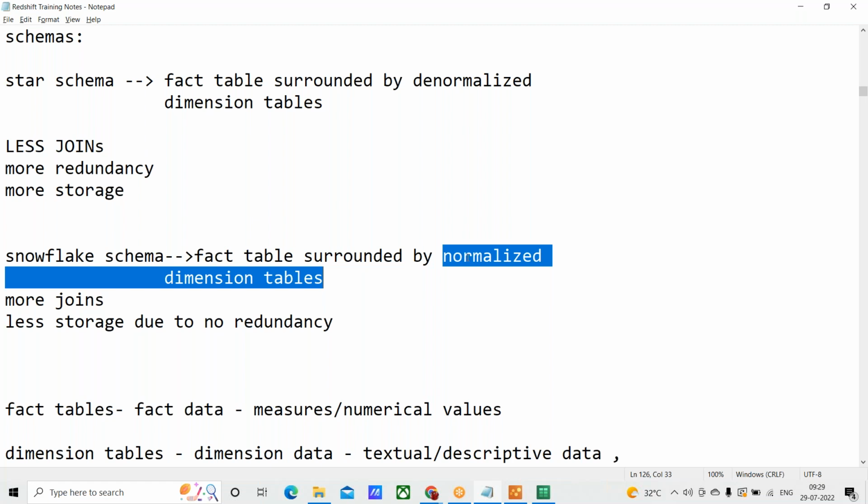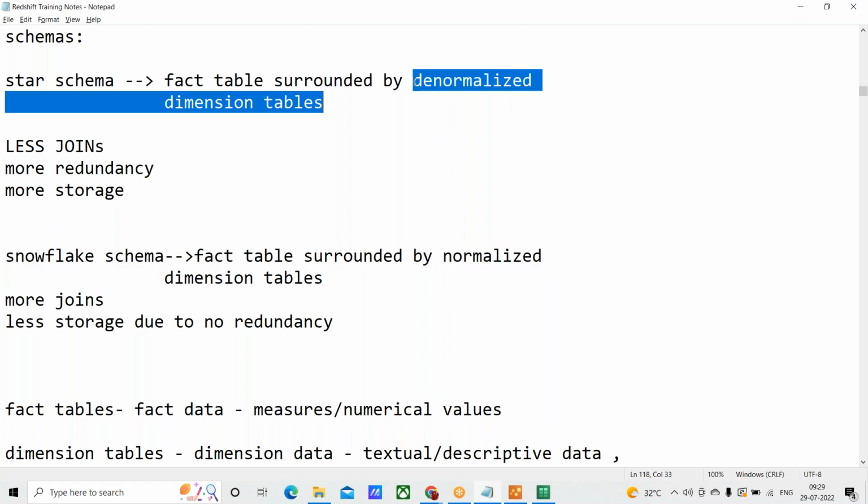A fact table surrounded by normalized dimension tables is called Snowflake schema. A fact table surrounded by denormalized dimension tables is star schema. You need to remember this. You should not get confused. Denormalized means they are not further divided. That is star schema. Fact table surrounded by normalized, where normalized means dimension tables are further divided. Normalization means dividing a big table into small tables. That is called Snowflake schema.